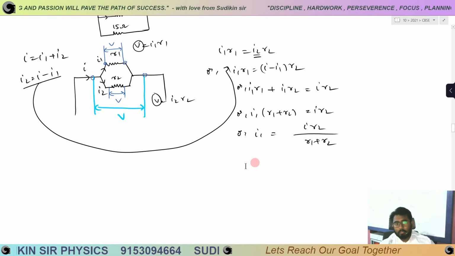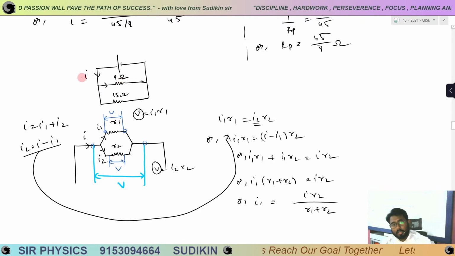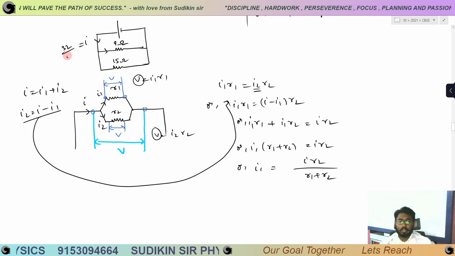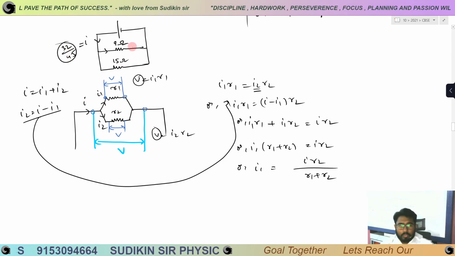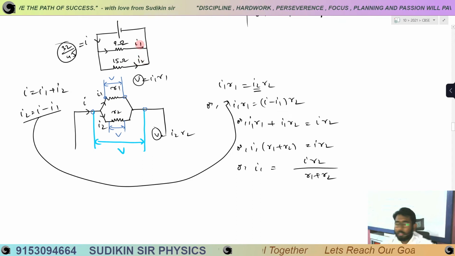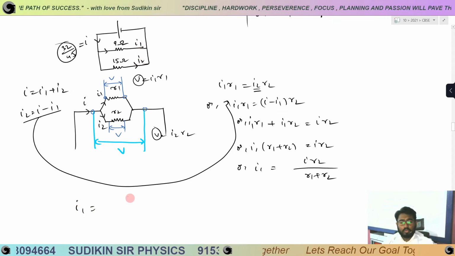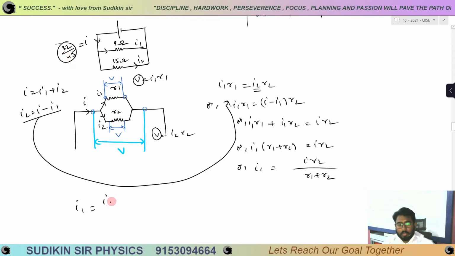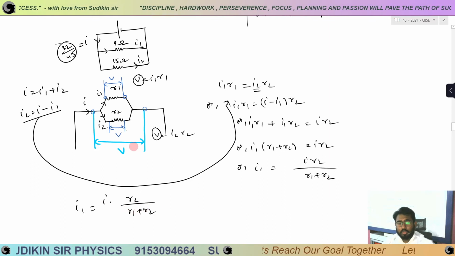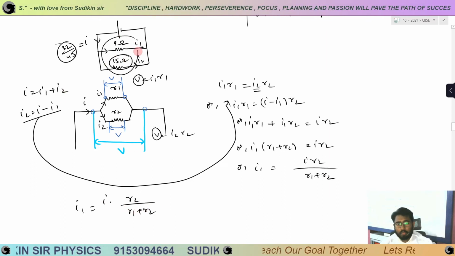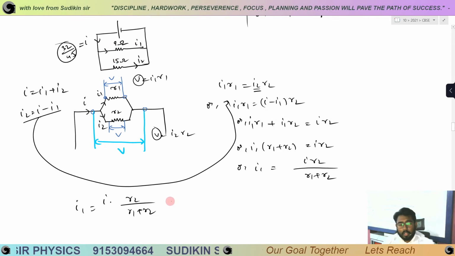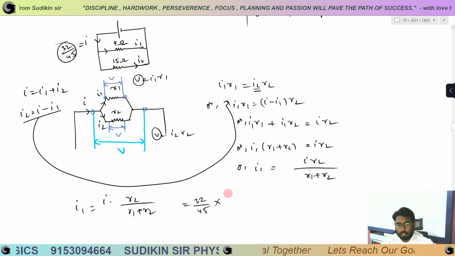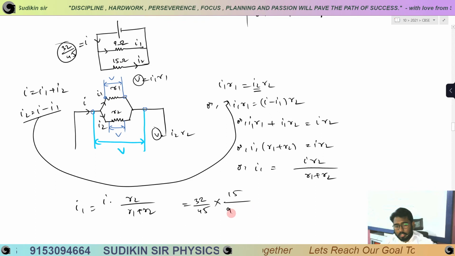Now if I can write them, let us go to this numerical. Now this I is 32 by 45, right? This is the I, this is I2, and I want to find out I1. What I will do? I1 equals I into R2 by R1 plus R2. What is I? 32 by 45. The formula is I into R2 by R1 plus R2, where R2 is this one and R1 plus R2 is the sum of both. So what are we getting? I1 equals I, that is 32 by 45, into R2, that is 15, by R1 plus R2. R1 is 9, R2 is 15.